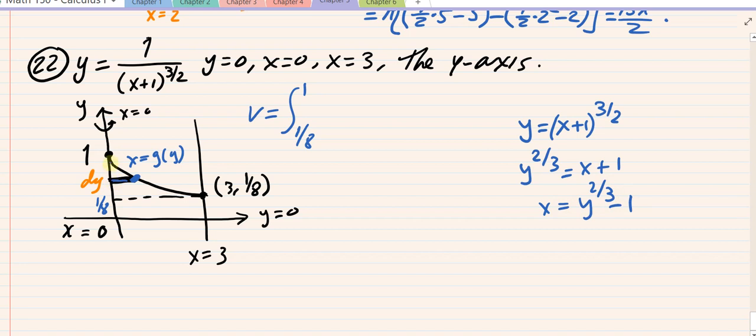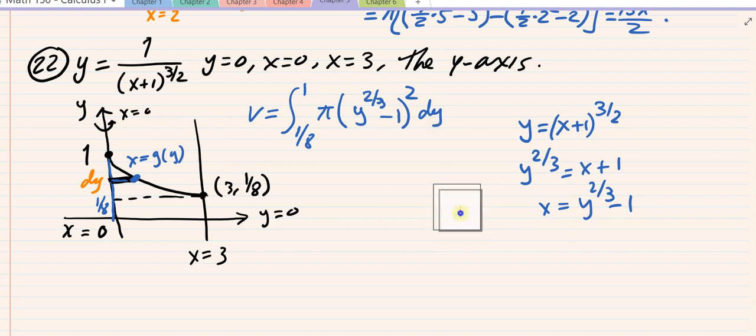The disk starts from 0, so it's just going to be pi times the radius squared, that's y to the 2/3 minus 1, squared, times the thickness. That's if this was about the y-axis. You get a different answer if it's about the x-axis. So then you can finish this off.